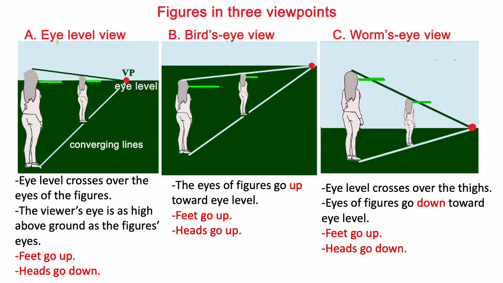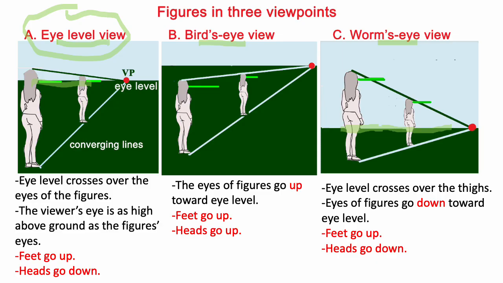Here we have figures in the eye level view, the bird's eye view, and the worm's eye view. If eye level crosses over, let's say, the thigh of a figure, it will cross over the thigh of any figures the same height. But eye level crossing over the eyes of the figure is a special case. It means that the viewer's eye is as high above ground as the eyes of the figures, and this can only happen looking straight ahead at an eye level viewpoint.